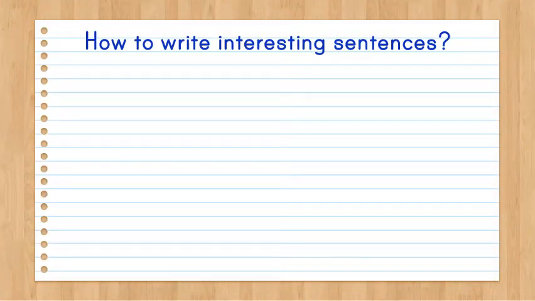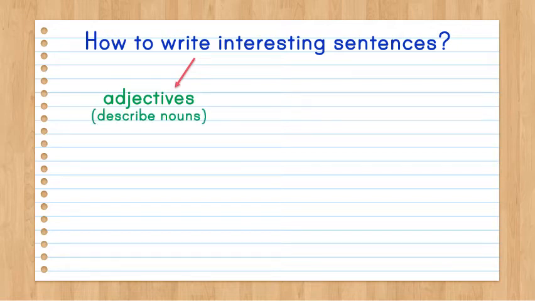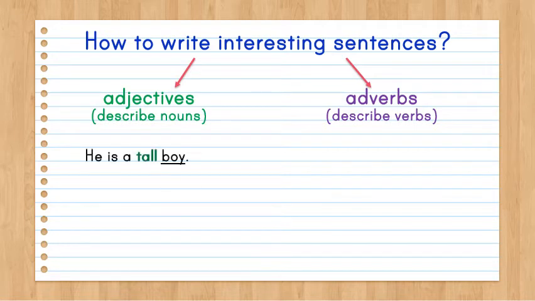Next, how to write interesting sentences. There are two things needed in writing interesting sentences. First, we need adjectives. Adjectives describe nouns. The second one is adverbs. Adverbs describe verbs. Here are examples. He is a tall boy. So the word tall is the adjective. Boy is a noun. So in this sentence, tall describes the boy, which is, the boy is tall.